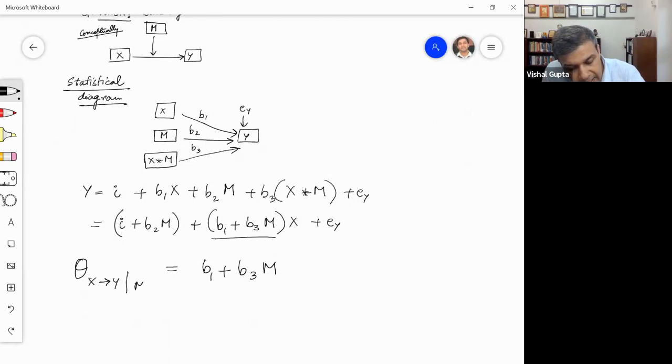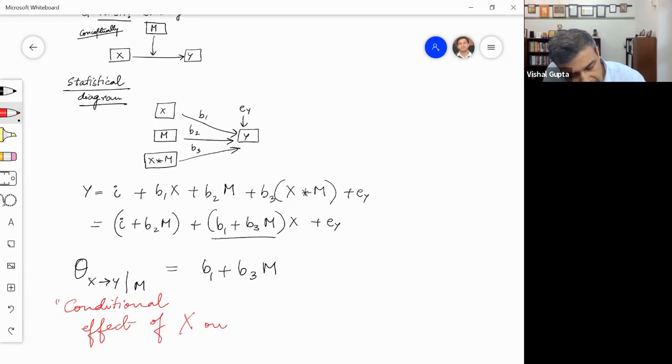I am saying that the effect of X on Y has now become conditional on M. Okay, so we call this the conditional effect, the conditional effect of X on Y. Okay, so that is my conditional effect. So the effect that X was having on Y.